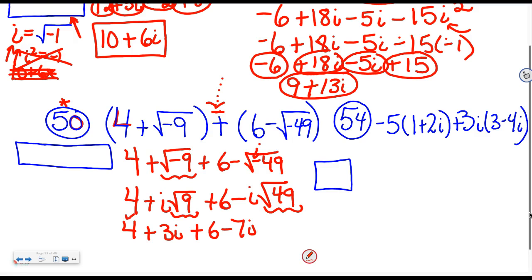Now I'm ready to combine my like terms. I have 4 ones plus 6 ones for 10 of them. Then I have a positive 3 going down 7, so I'll be -4 of those. And I'm done with that one.